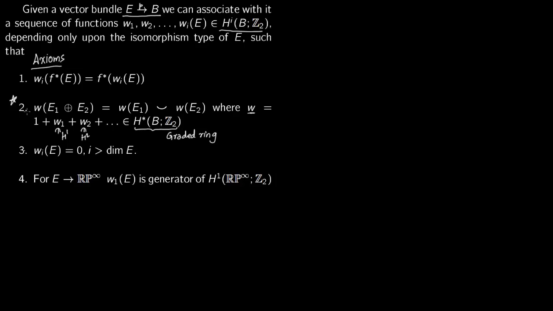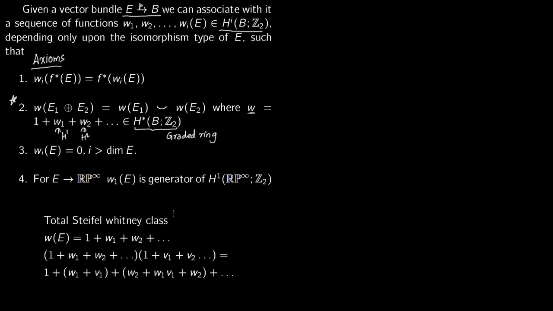So now let us see these axioms in action. So the total Stiefel-Whitney class, I'm just going to copy this down here. So W of this vector bundle is 1 plus W1 plus W2 and so on. This obviously says W1 lies in H1, W2 lies in H2 and so on. Now you want to multiply these two. You can multiply, and so you just collect the terms. So again, think of it as polynomial multiplication.